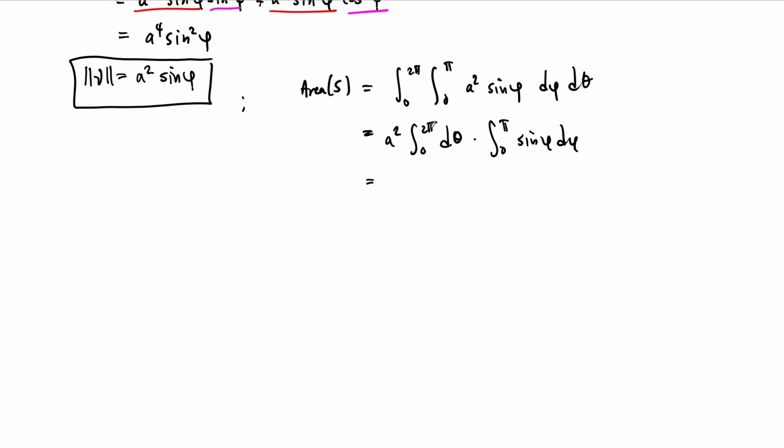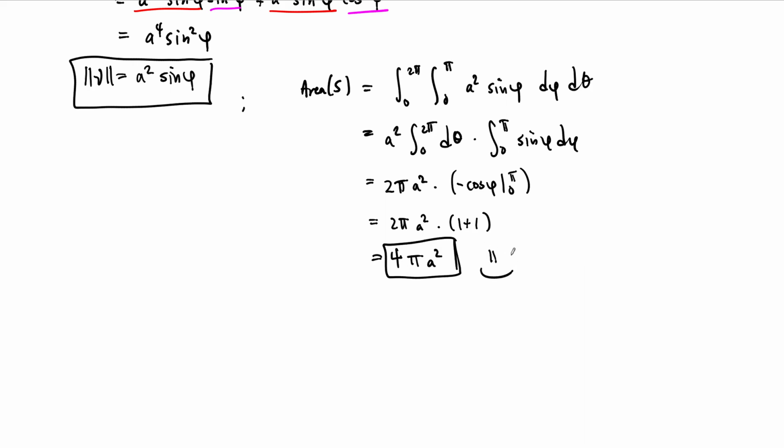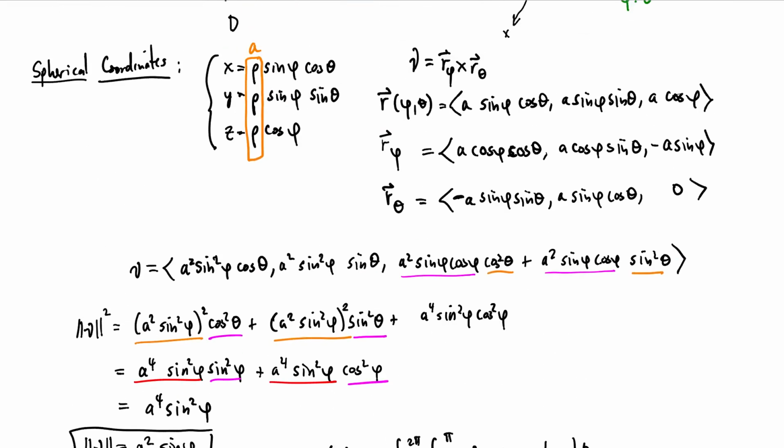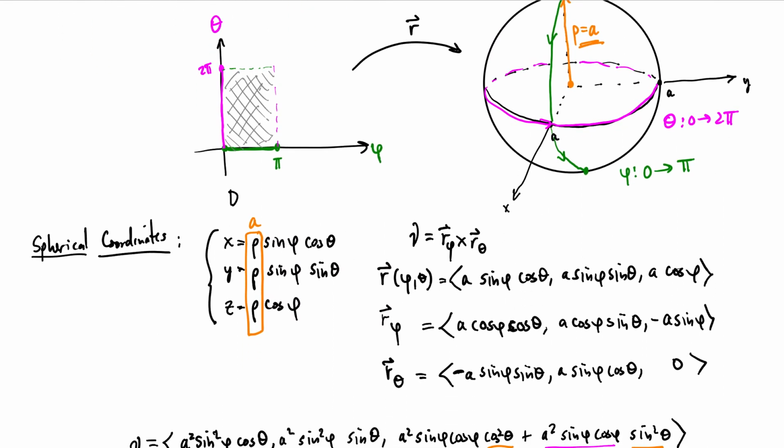Okay, and so again we have now here 2 pi a squared times the antiderivative of sine, which is minus cosine of phi, applied 0 to pi. 2 pi a squared times, this is going to be negative negative 1 minus a negative 1, so 1 plus 1. And what we end up with is 4 pi times the radius squared. And that is, by the way, we knew the answer to this one, right? That is exactly what we should have gotten. We did get it. So this is the surface area of a sphere when regarded as a parametric surface.